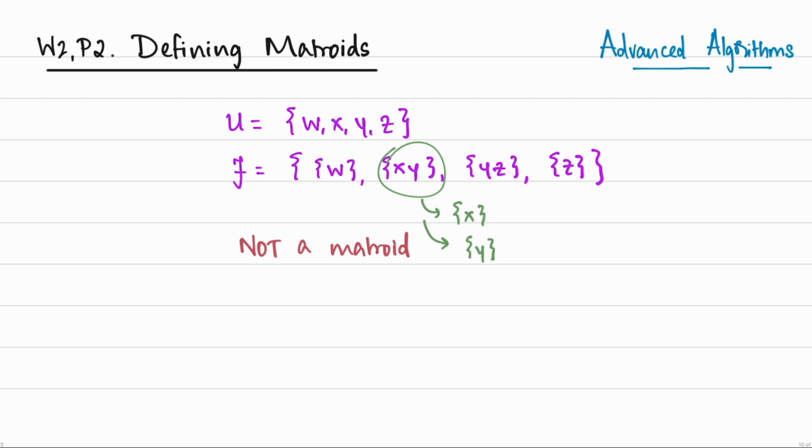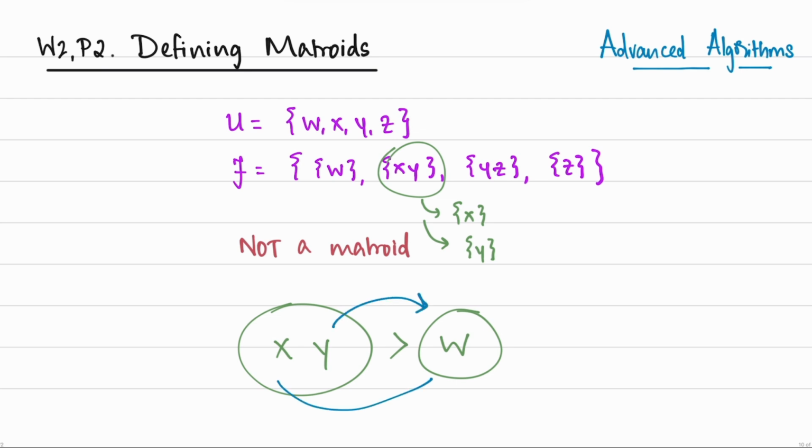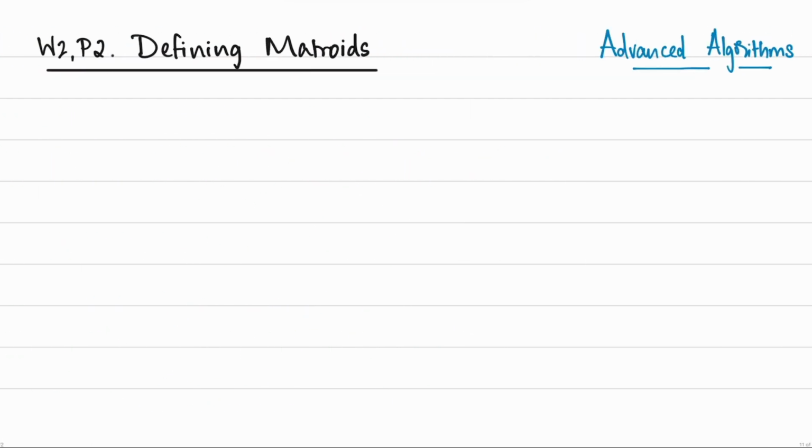But also we have a violation of the exchange property, because you have the set XY and you have the singleton set W, and the set XY is bigger than the singleton set W in size, but neither WY nor WX is an element of the family. So the exchange axiom is also violated. So this is not a matroid for multiple reasons, right? So that's a non-example. But now let's talk about something that would qualify as a valid example of a matroid.